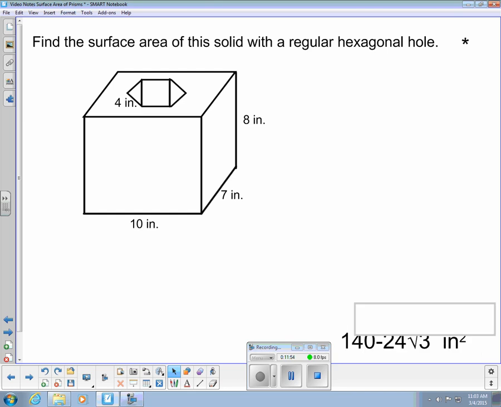Okay, so here is your answer. 140 minus 24. Oops, no, that should be 140. That's my bad. That's wrong. This is 604 minus 24 square root of 3. All right, so there is your complete and whole answer: 604 minus 24 square root of 3. Actually, 140 minus 24 square root of 3 was the base area, times 2 at least. All right, so 604 minus 24 square root of 3.